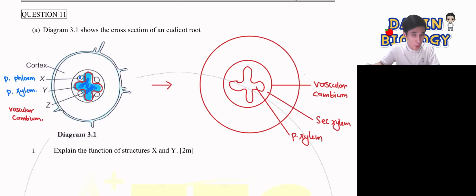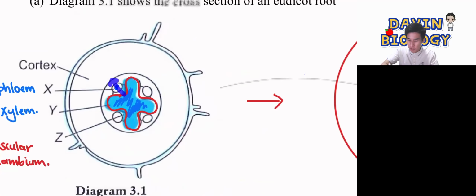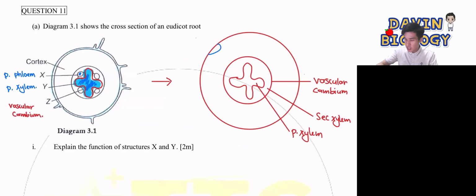Now, where is the phloem? Since this cambium grows outwards already, this primary phloem will be pushed far away. So your primary phloem now is these four. 1, 2, 3, 4. So that is your primary phloem.